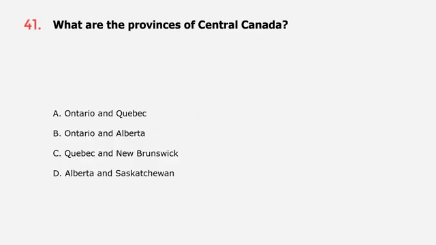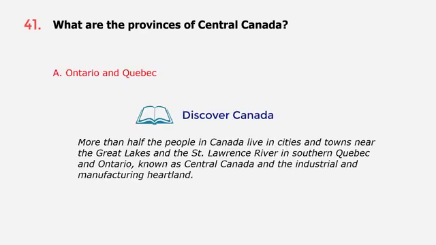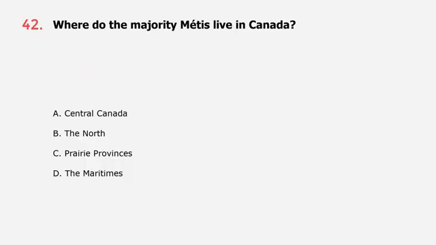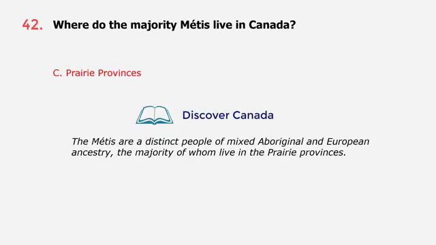Question 41. What are the provinces of central Canada? A. Ontario and Quebec. B. Ontario and Alberta. C. Quebec and New Brunswick. D. Alberta and Saskatchewan. The answer is A. Ontario and Quebec. Question 42. Where do the majority of Métis live in Canada? A. Central Canada. B. The North. C. Prairie Provinces. D. The Maritimes. The answer is C. Prairie Provinces.